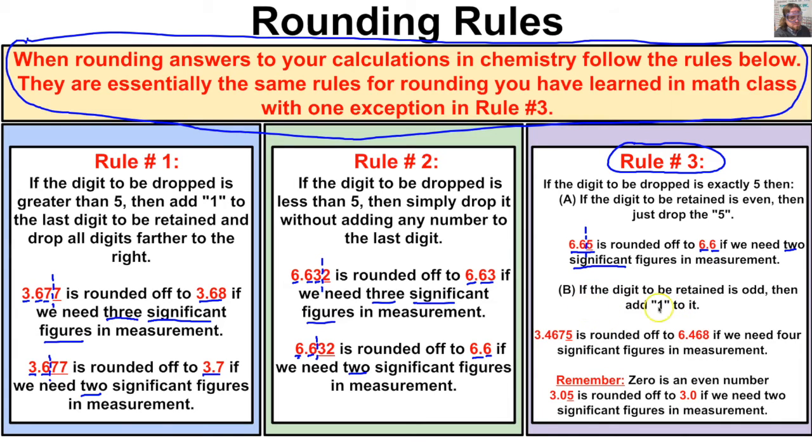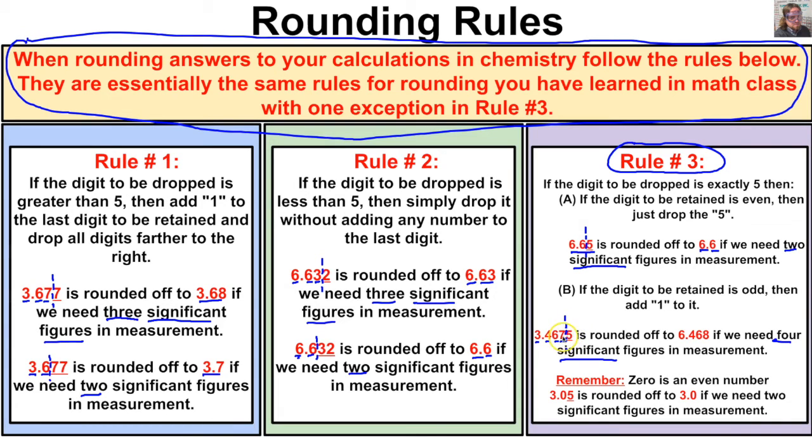However, it says if the digit to be retained is odd, then add 1 to it. So for example, what if we have 3.4675 and we want to round this to 4 sig figs? So let's go ahead and count. We have 1, 2, 3, 4 sig figs. We're going to look one past our 4th sig fig, and it's a 5.